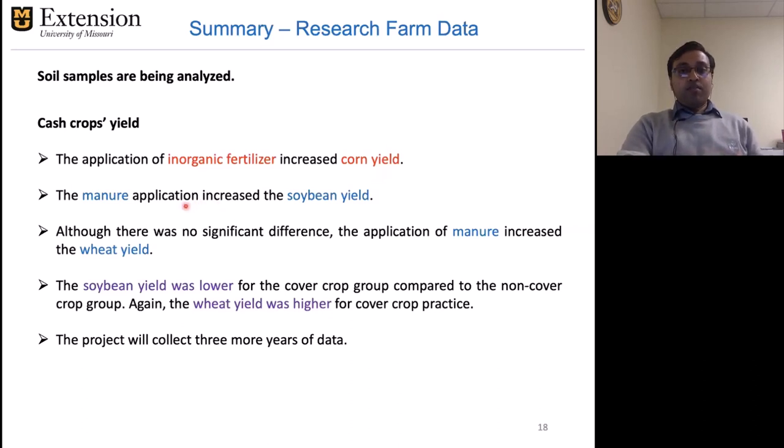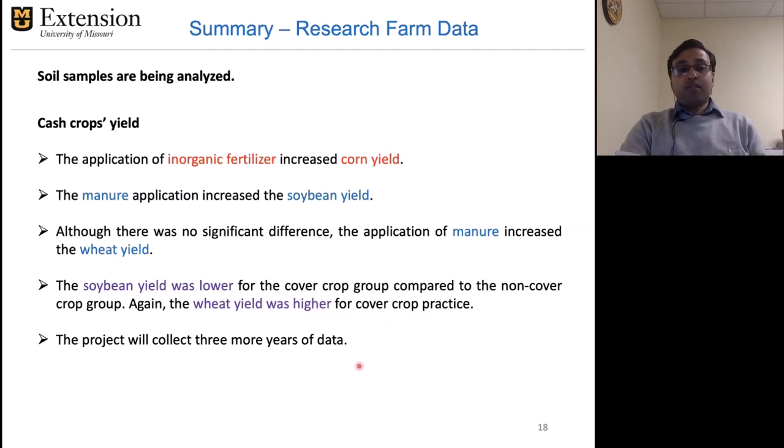And manure application increased the soybean yield. Although there is no significant difference for wheat yield, we can see the application of manure increased the wheat yield. And for cover crop, soybean yield was lower for cover crop, but wheat yield was higher for cover crop practice.